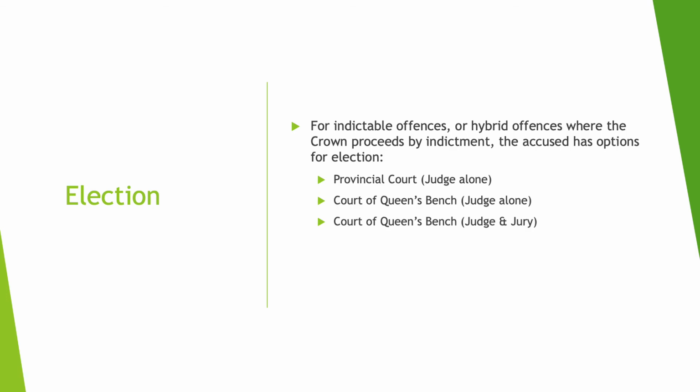For indictable offenses, or hybrid offenses where the Crown proceeds by way of indictment, the accused is entitled to election. They can choose to be tried in the provincial court by judge alone, or in the Court of Queen's Bench, either by judge alone or judge and jury. However, there are also some offenses that are absolute jurisdiction offenses, meaning that there is a specified court that must hear the matter. For example, the provincial court must hear breach of probation matters. This means that even if the Crown proceeds by indictment, the hearing will be held in front of a provincial court judge.